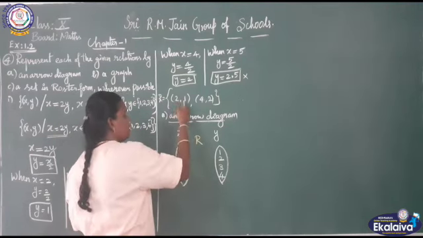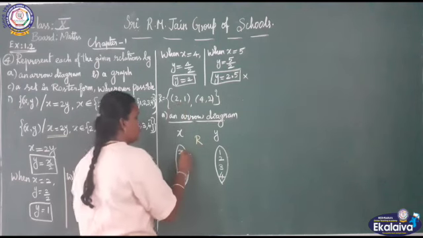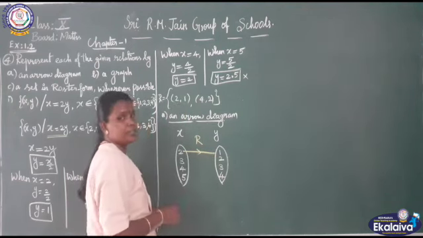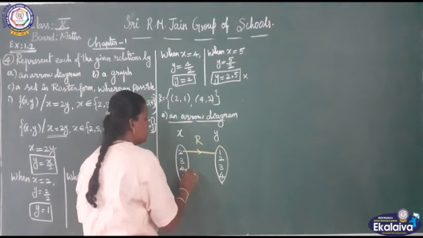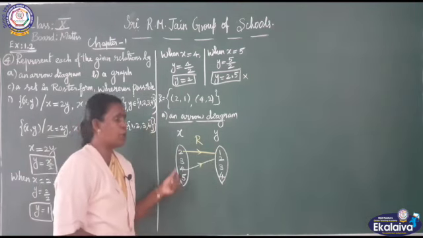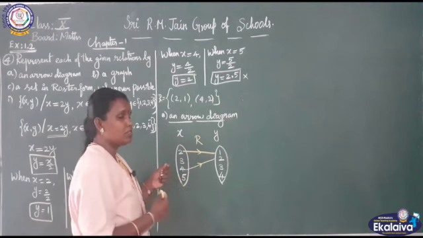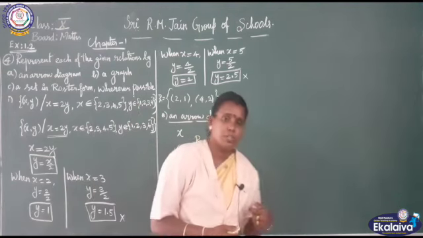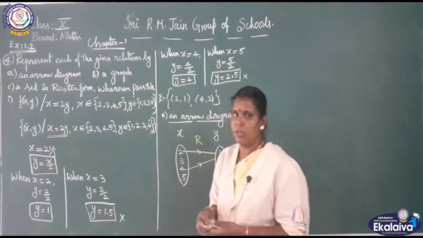What are the elements which are mapped when 2 is mapped with 1? So we will get 2 is mapped with 1 as a relation and 4 is mapped with 2 as a relation. This is the representation of an arrow diagram. Are you clear, children, how I represent it in an arrow diagram? This is a visual representation, very easy to understand by seeing it visually.